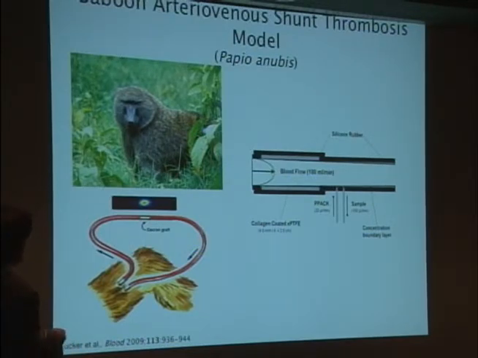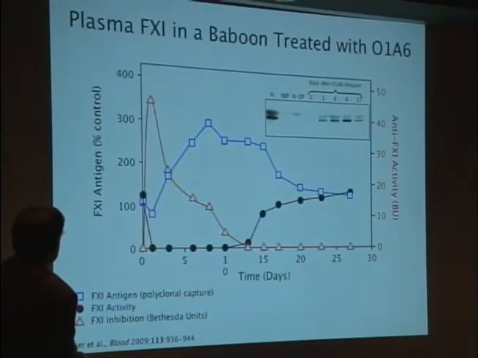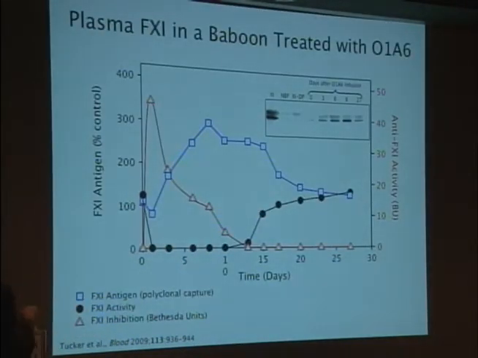And the animals can tolerate these shunts for, I think, a week or so. If you leave them in too long, they're going to go into heart failure, so they try to avoid doing that. Okay, so the antibody O1A6 targets human factor XI and cross-reacts with baboon factor XI. It actually sits on the exosite on factor XIa that factor IX binds to. So it's a very potent anticoagulant in vitro.